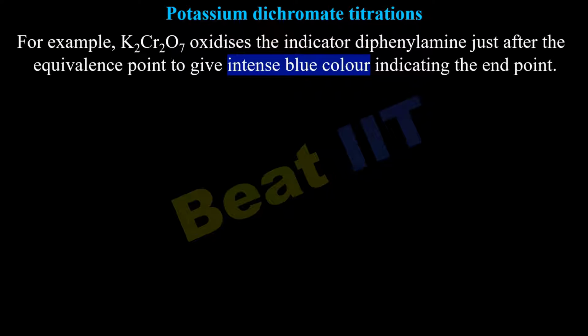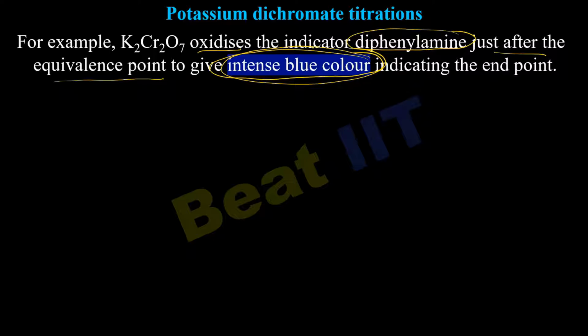So what happens here? For example, K2Cr2O7 oxidizes the indicator diphenylamine just after the equivalence point to give an intense blue color. In the case of potassium permanganate, the color change is from no color to pink color. And that pink color is from the KMnO4 itself. So that's why it is a self-indicator. But in the case of K2Cr2O7, the color changes to intense blue color. And that is due to the oxidation of the indicator, that is diphenylamine.